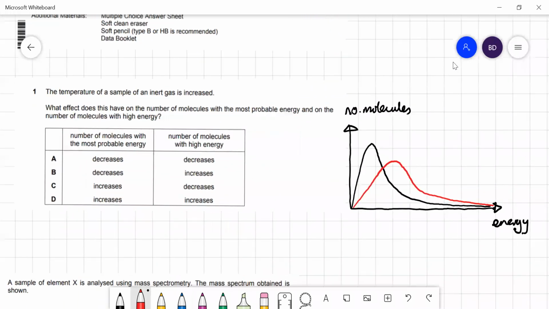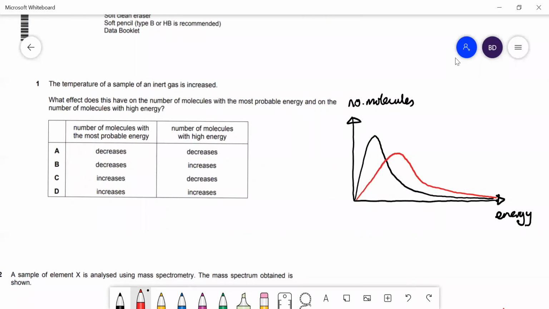Right, the first question is about the Boltzmann distribution, which I've drawn on the right-hand side. The temperature of a sample of an inert gas is increased. So we've got the black line there, with number of molecules on the y-axis and energy on the x-axis. This is the black line, the low temperature, and the red one is the high temperature. Right, so which two columns are correct?